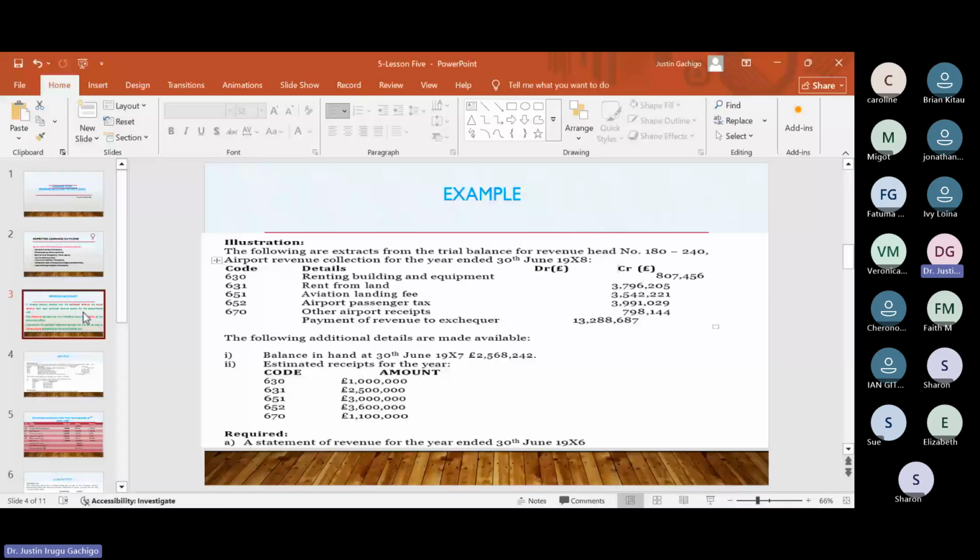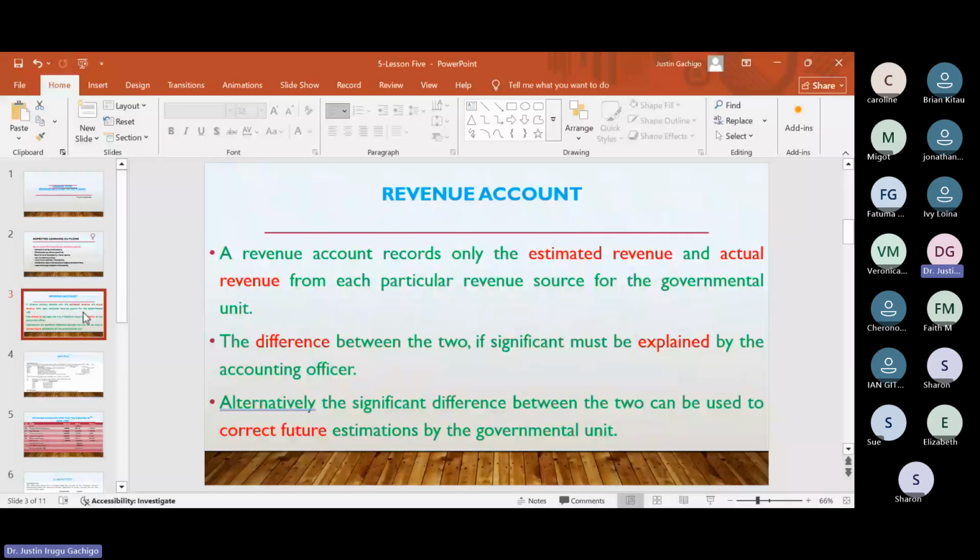So I'll just repeat again. I've just said that we have just done the income and expenditure account. But remember, we said that there are several accounts which are normally maintained by the government department. One of them was income and expenditure. So right now we are doing the revenue account. From the revenue account perspective, the key thing is that this account normally records the estimated revenue and the actual revenue from each particular revenue source for the government unit.